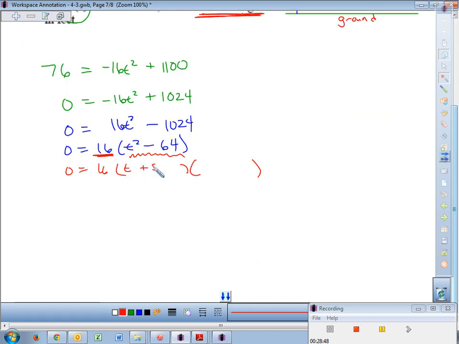T plus 8 and t minus 8. The square roots of these guys. Doesn't matter what order they're in. Now we can use the zero product property to solve. You mean nothing to me. You have no variable. What could t equal in this first guy? T could equal negative 8. Or t could equal 8.